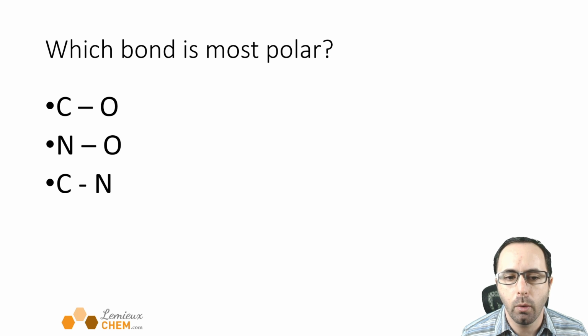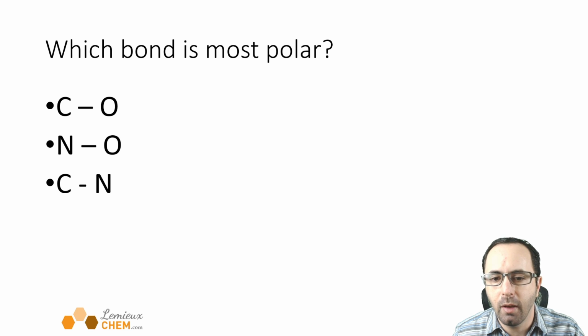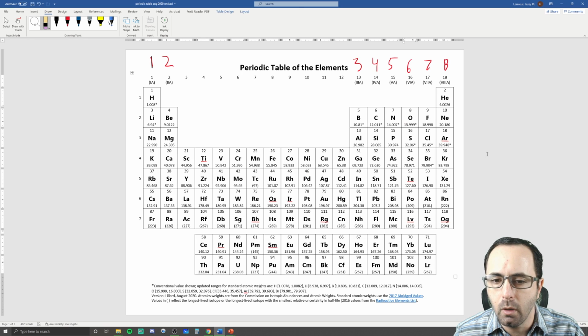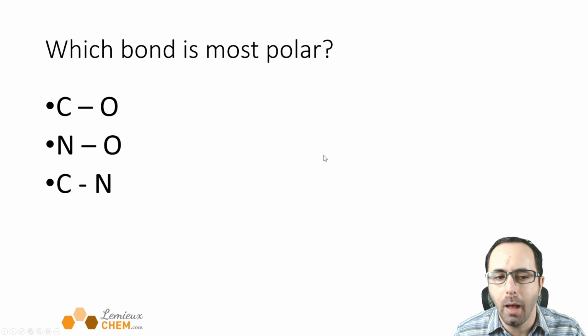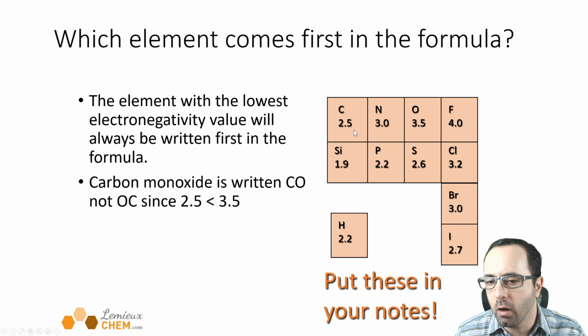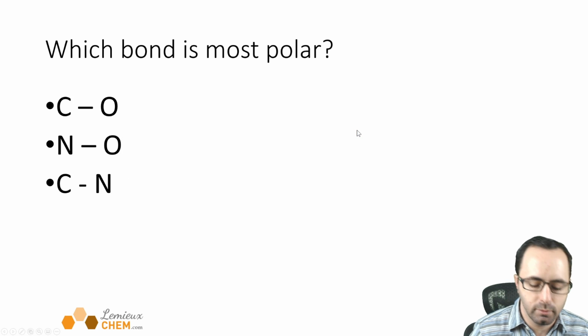So first of all, we're going to need the electronegativity values here. Whoops. So let's go back and look at them. Let's see what the electronegativity for carbon is. For carbon, it is 2.5.